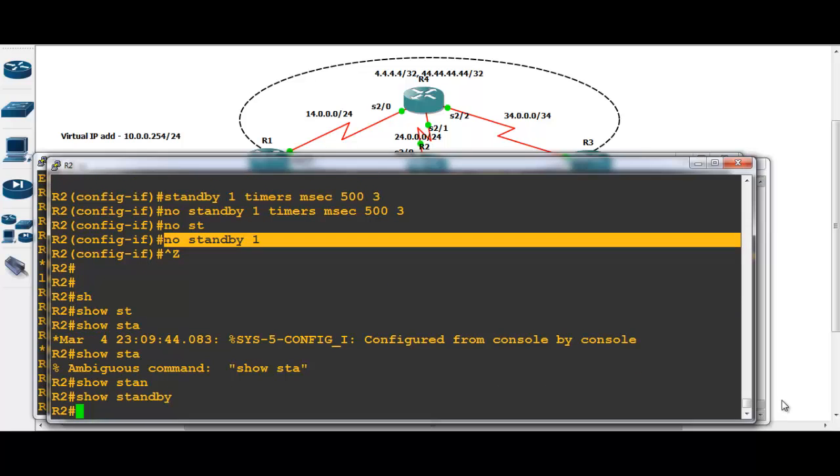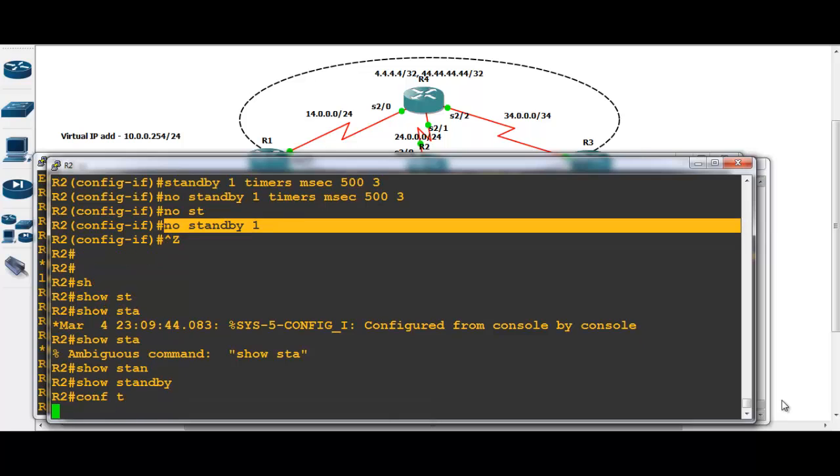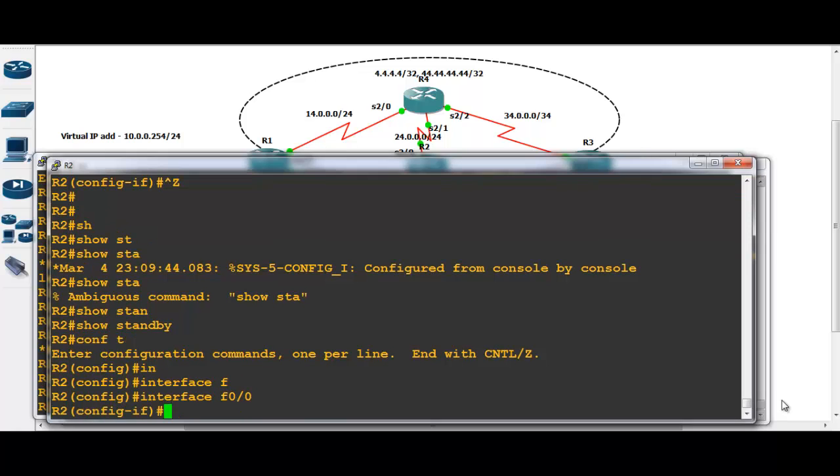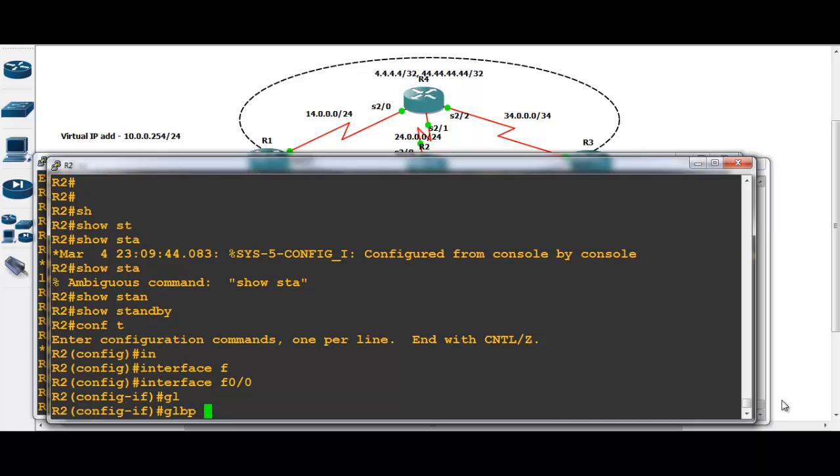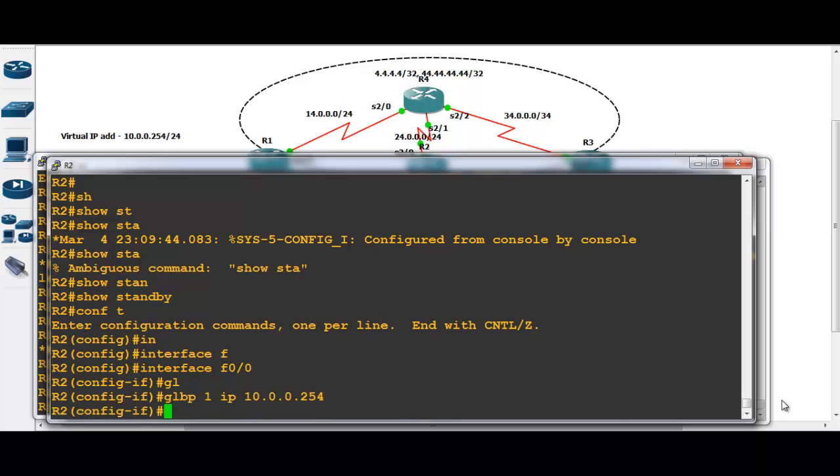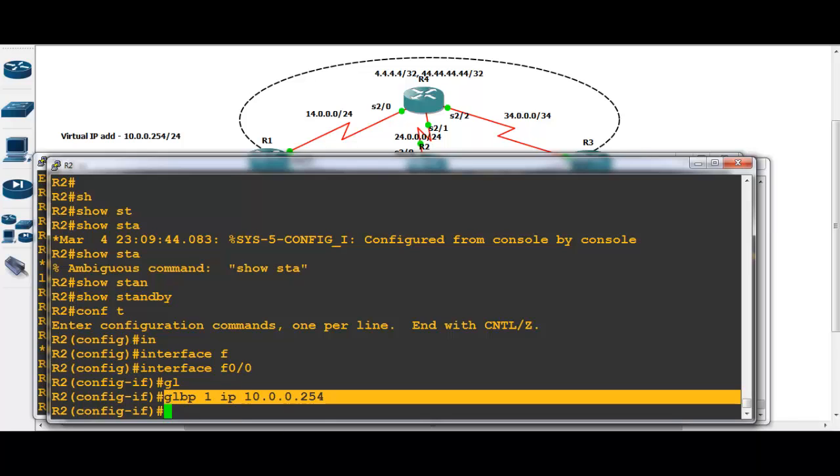Now GLBP is same. Interface FastEthernet 0/0. I'll say GLBP, ID, IP address. No difference. But there will be a difference in one place. I'll show you. So GLBP same like HSRP. You can change timer. You can enable preemption. You can change the priority. Now I'll just paste this thing in all the three routers now.